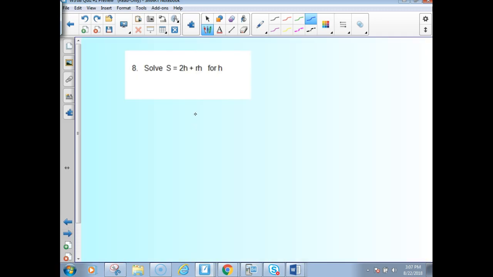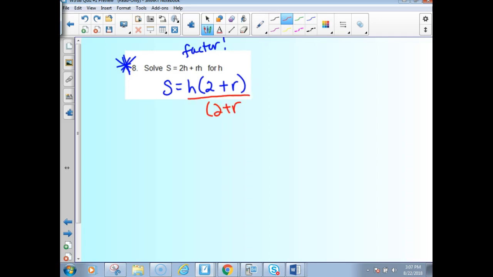Number 8, solve for H. Now, remember what I told you? That was one starred in our notes. If a term you're solving for is in two different parts of the equation that are addition or subtraction between them, you need to factor. So we've got to unmultiply or factor, undistribute by h. 2h divided by h would be 2, plus rh divided by h would be r. Now that I have a product, we can divide by whatever piece we don't want. We don't want the 2 plus r because we want h alone. So we're dividing both sides by 2 plus r. So h is equal to s divided by 2 plus r, or you could have it r plus s. I don't really care.